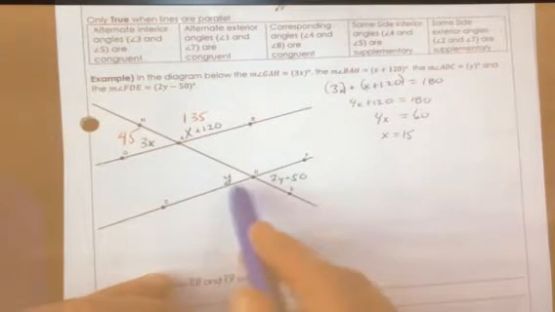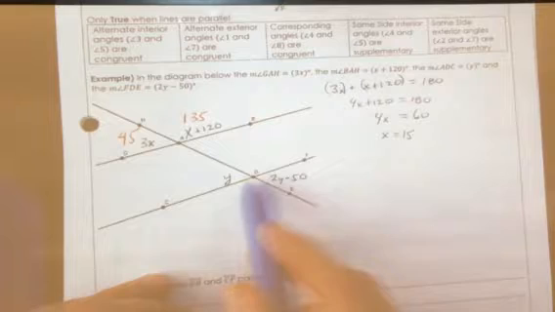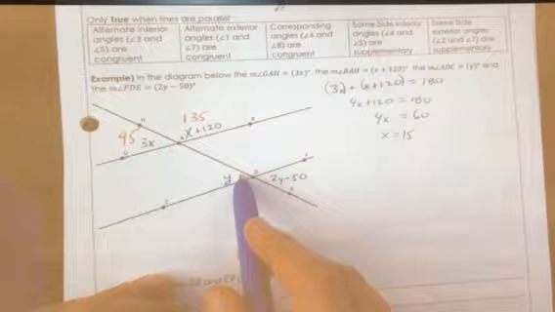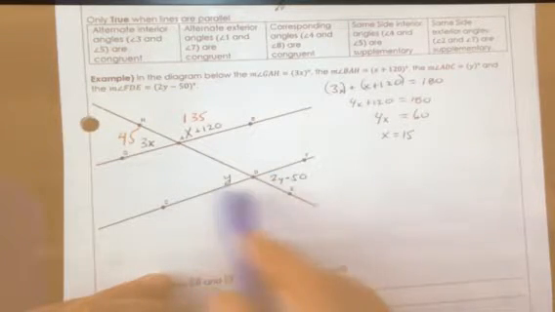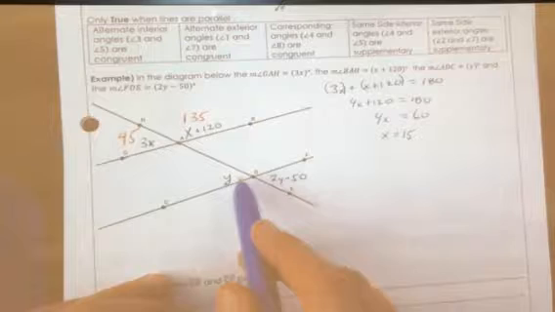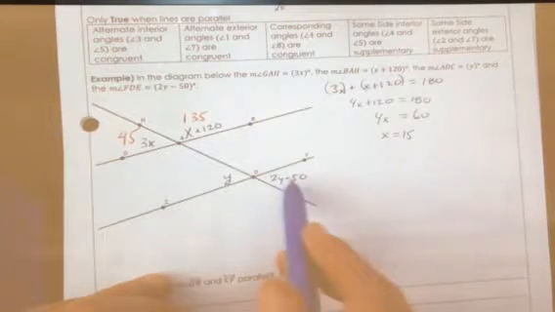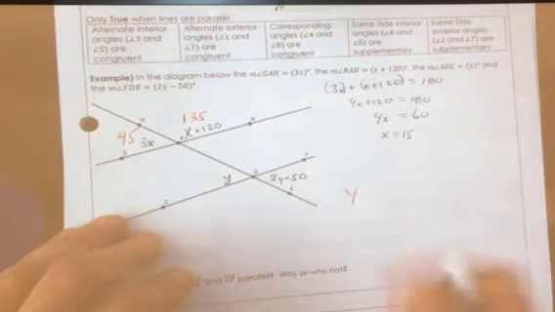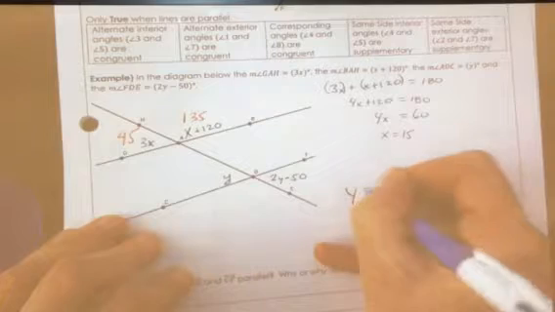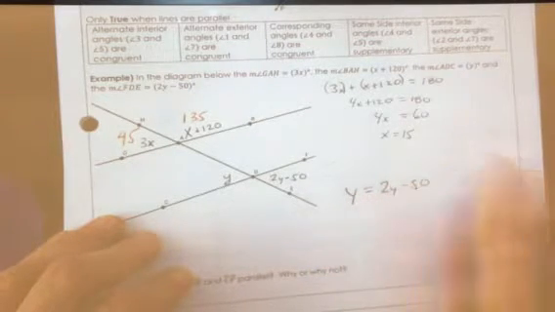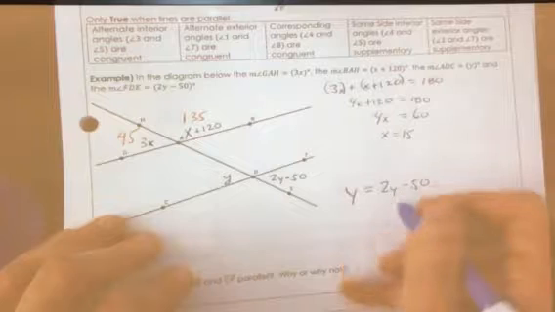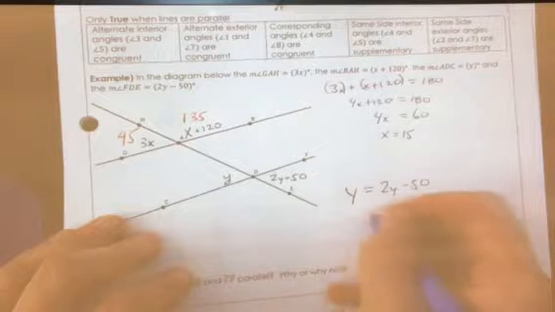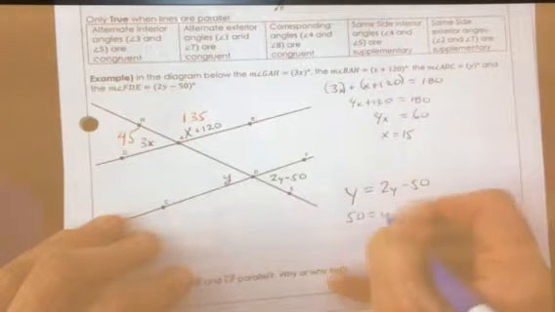Now we'll write an equation for the y's, but this is a different relationship. Here we have vertical angles, and we know that vertical angles are congruent. Their measures are equal to each other. So in this equation, we will set this angle equal to this angle. There are different ways to do this problem, but we could add 50 to both sides and subtract y from both sides and get 50 equals y.